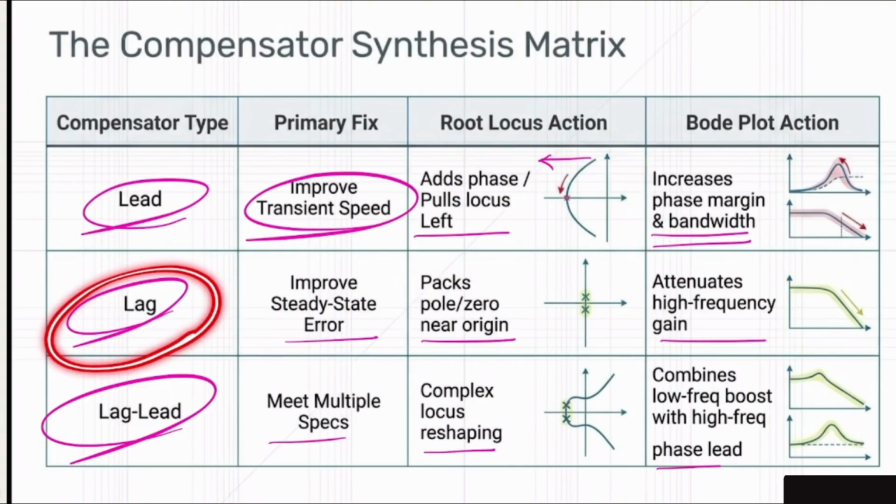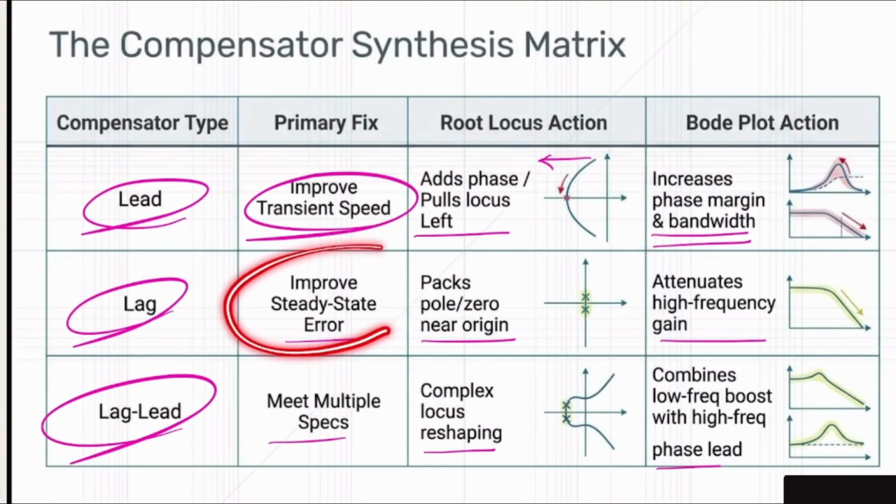Then we do have the lag compensators. The lag compensator is there for improving the steady state error by doing what? By adding a pair of pole and zero near the origin itself, which is going to be over here. Why are we trying to do that? Because we would like to move it a little bit onto the right. So its impact on the Bode plot is attenuating the high frequency gains itself.